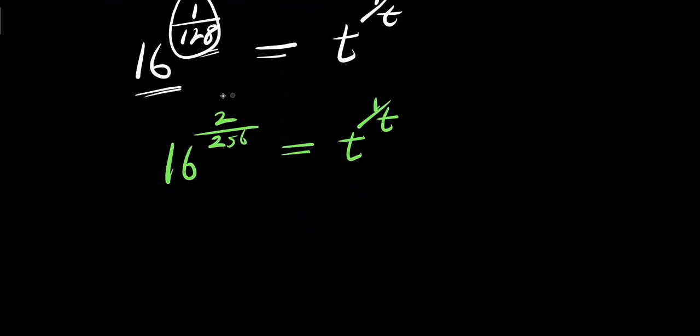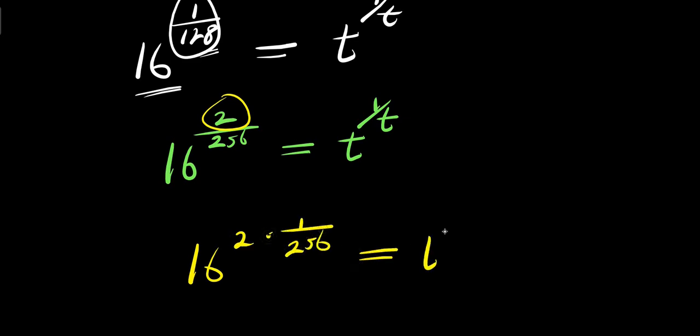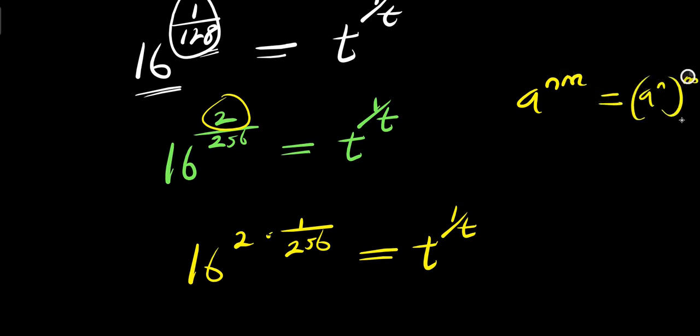So from here, I can factor out these two. I have 16 power 2 times 1 over 256, and this equals t power 1 over t. So you can easily have this as a power n times n equals a power n, all to the power n.